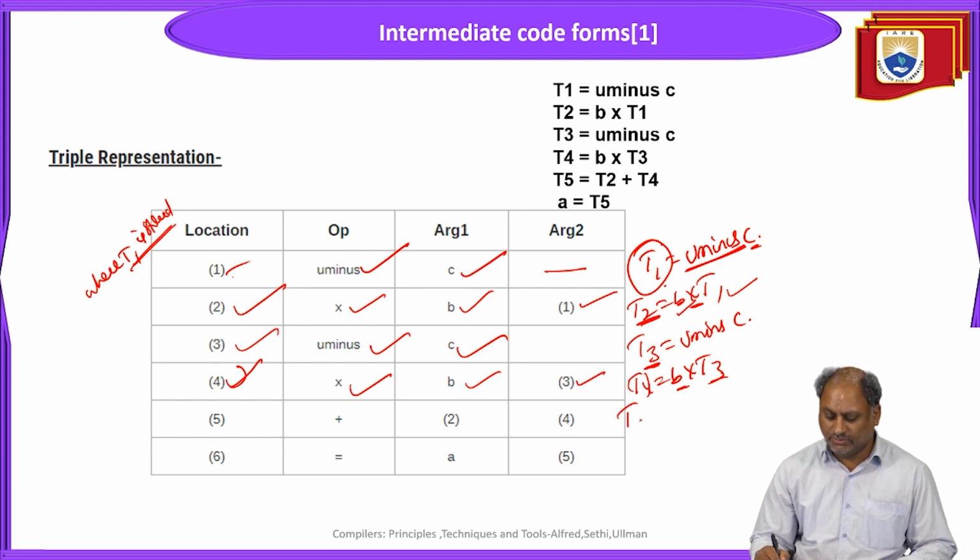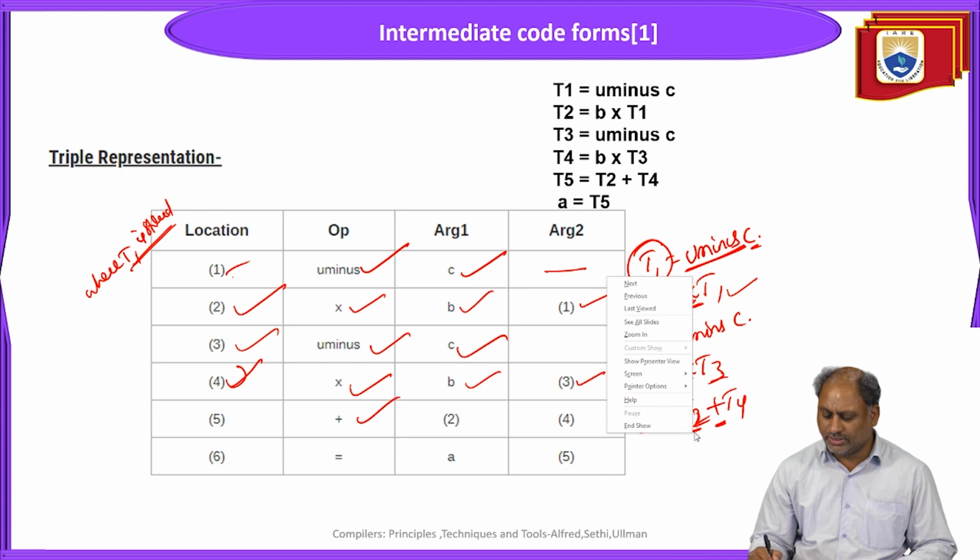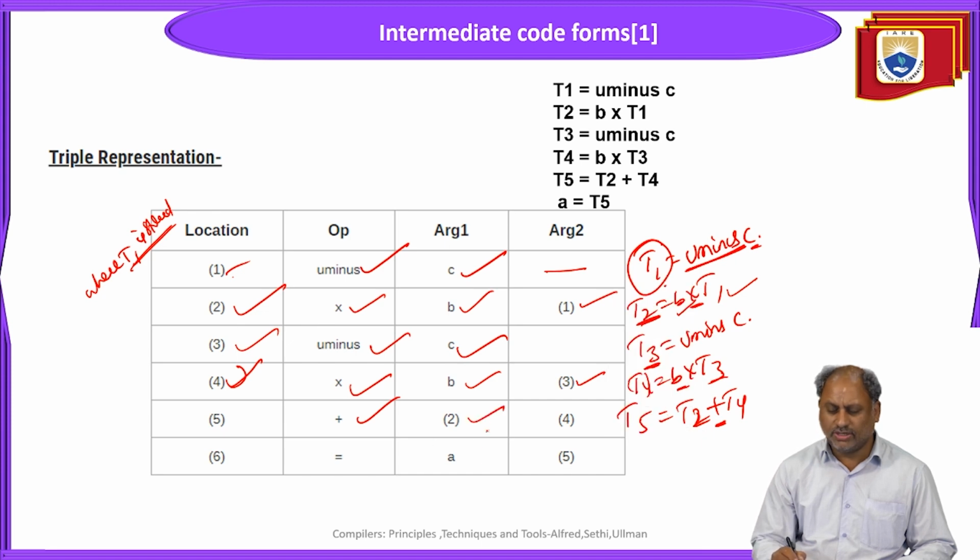Next, T5 equal to T2 plus T4. So here the operator is plus. That's why I have written plus. But what is the temporary T? Instead of T2 we have to write a reference, reference 2. T4 is also a reference. Previously we got this one. So for T2 and T4 we are getting both references from the previous step. So the T2 and T4 references are to be written as 2 and 4. And finally A equal to T5.